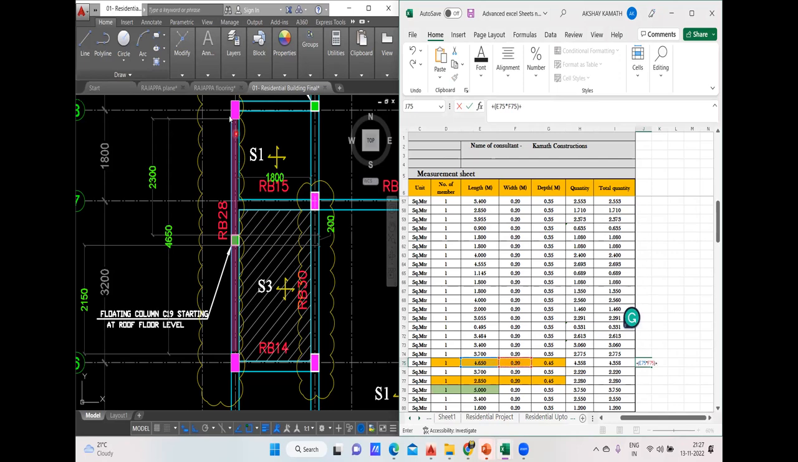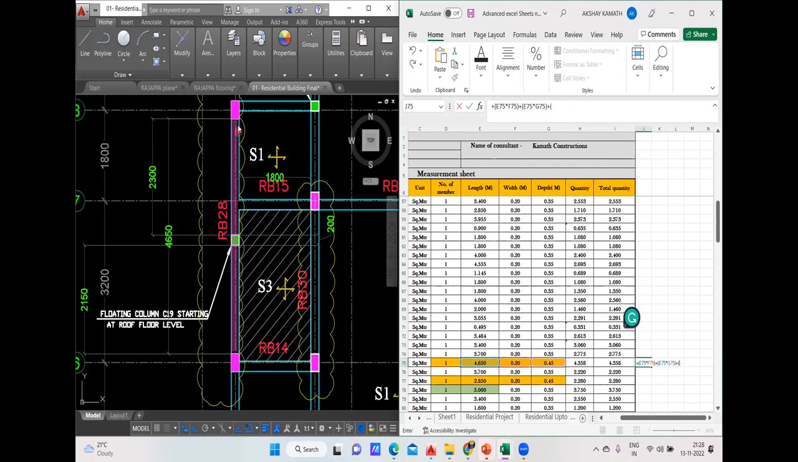Next, this complete thing becomes my outside shuttering, isn't it? So whatever length I have, if I multiply this by overall depth, I'll get the outside shuttering. So again, I'll open the bracket. I'll take the same length and I'll multiply this by the depth, that is 0.45. And I'll close the bracket. Good. Plus, again, I'll open the bracket.